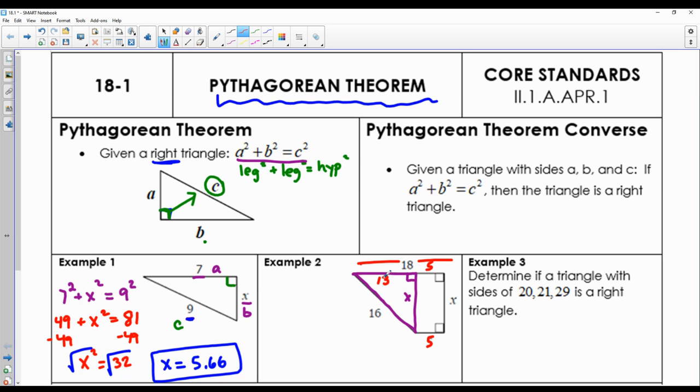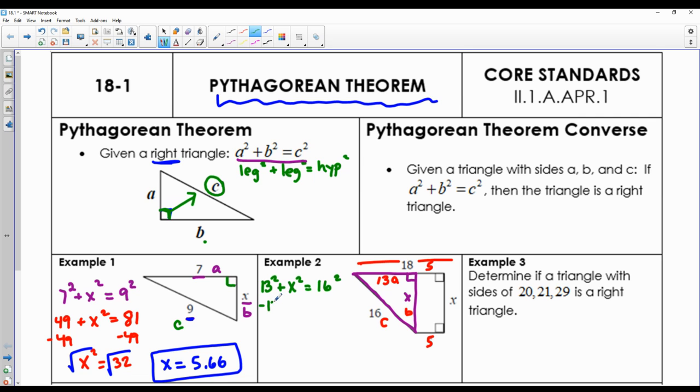Now I've got my right triangle. I know two sides of my right triangle, so I can find the third side. That's what the Pythagorean theorem does. If I know two sides of a right triangle, I can find the third. So across from my right angle, here's my C. I'm just going to call the other two A and B. And then we just set it up the exact same way. In this case, I called the 13 A. So A squared plus B squared, which is my x squared, is equal to C squared, or 16 squared.